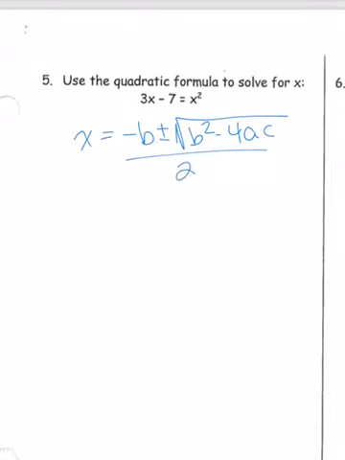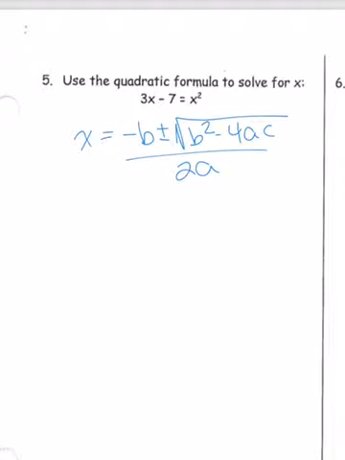I first wanted to start off by singing our very famous song here. Does anyone remember it? I'm totally going to embarrass myself, but I do it for you guys. So, I've got x equals negative b plus or minus the square root of b squared minus 4ac all over 2a.